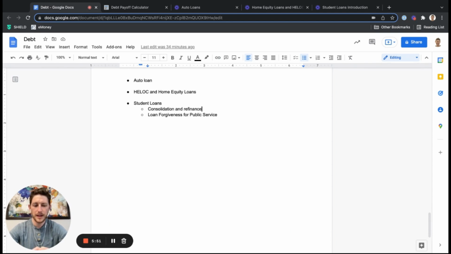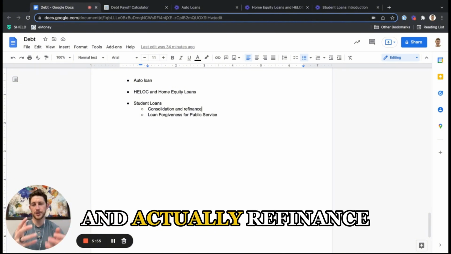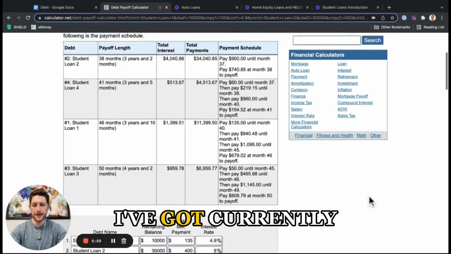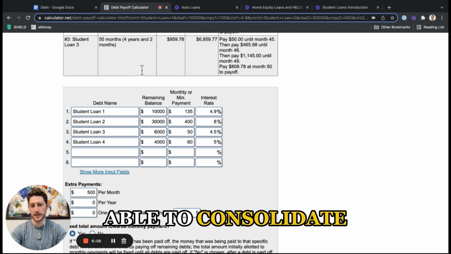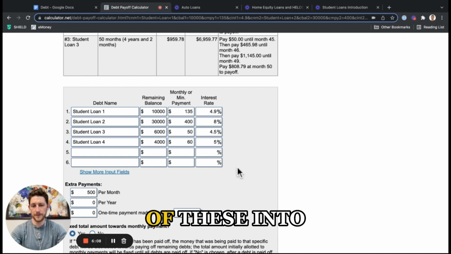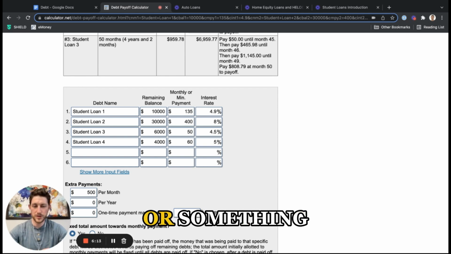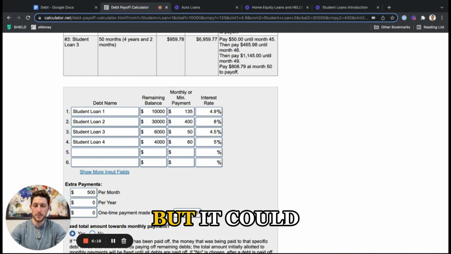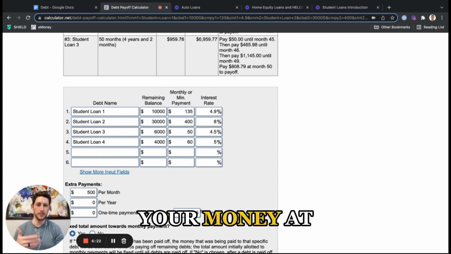Now, sometimes you're able to consolidate your loans and actually refinance them for a lower rate. So you could say, hey, I've got currently these 4, and I'm actually able to consolidate some of these or all of these into one single loan at 5% interest or something. That could be a really good trade-off. You can run the numbers on it, but it could be a really nice trade-off to have just one payment you're worried about and then throwing your money at that.